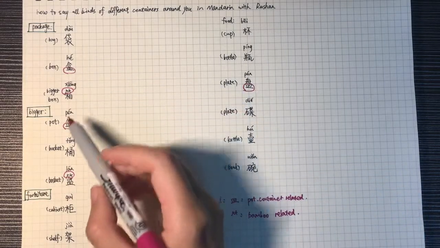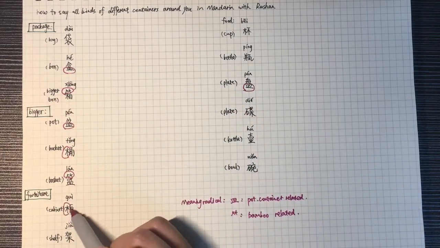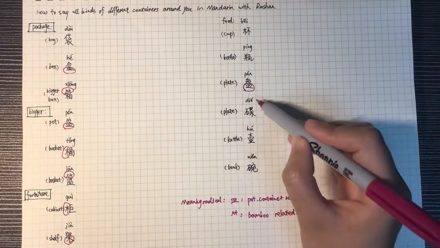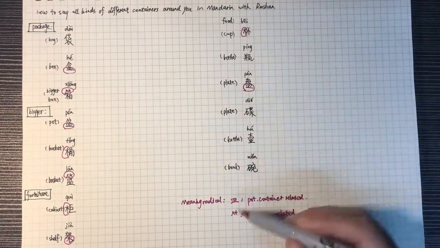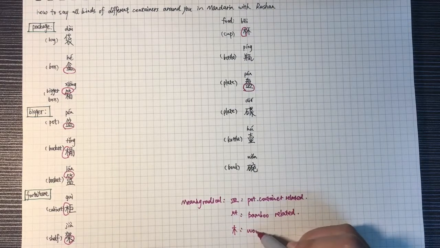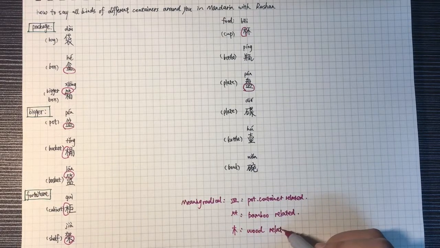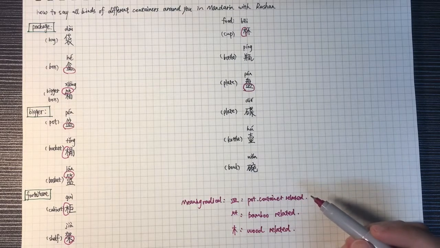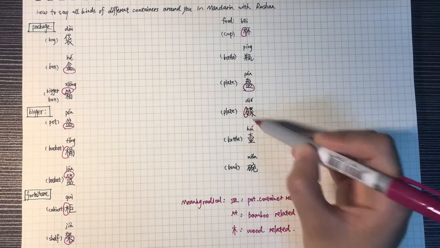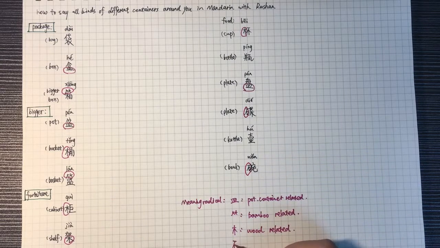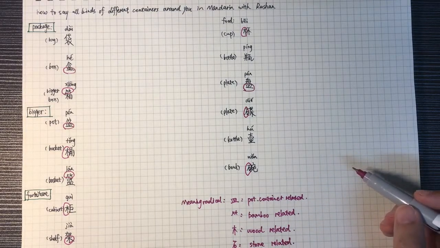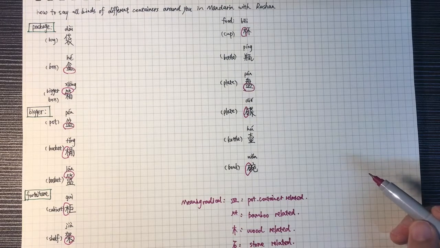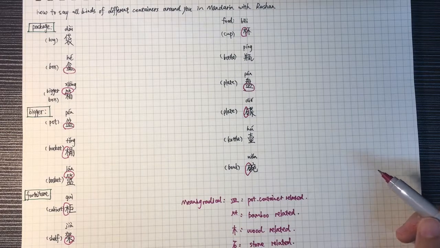Let's see whether we can find more. We have 木字旁, about wood, here, so it's wood related. Let's find one more. This one, 石, is stone related. Okay, and then let's move on to write those characters one by one.